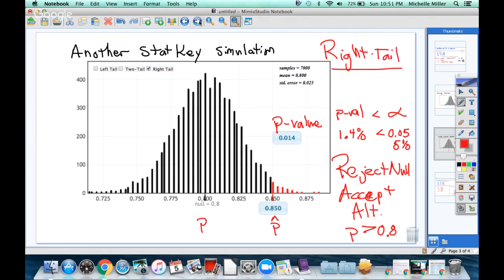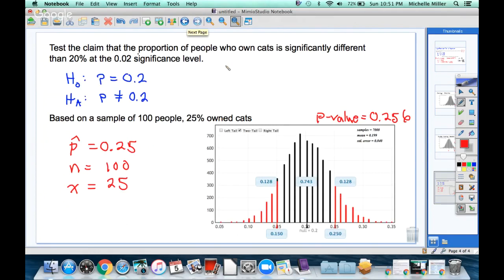Let's take a look at another example. Here, I want to test the claim that the proportion of people who own cats is significantly different. Significantly different means not equal to. So here, I can say that I don't think the proportion of people who own cats is 20%. The null would have to be equal to then. A null is always an equal to, a less than or equal to, or a greater than or equal to. The alternative can't have an equal. So this is not equal.